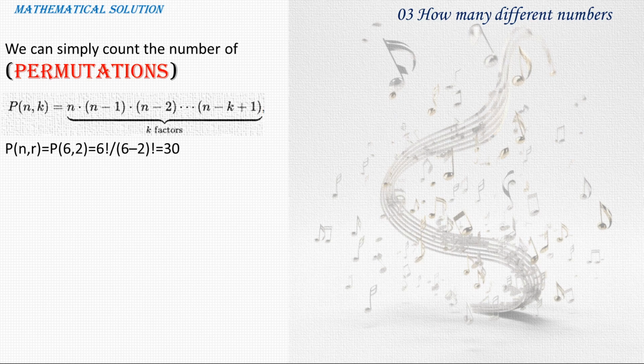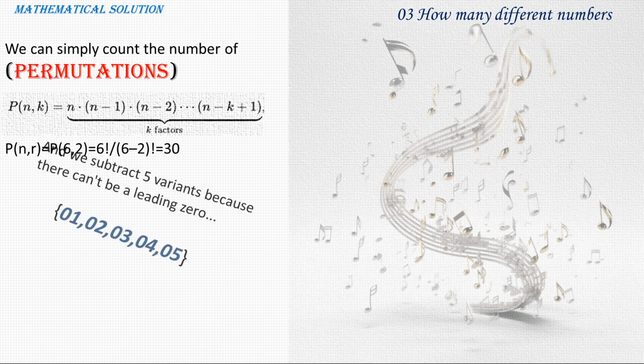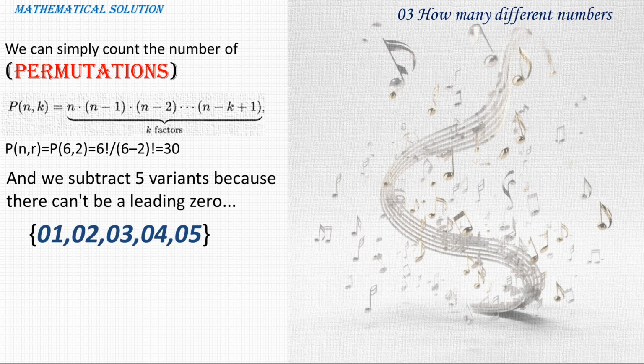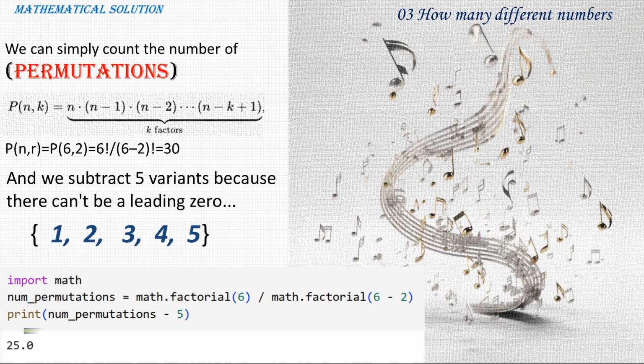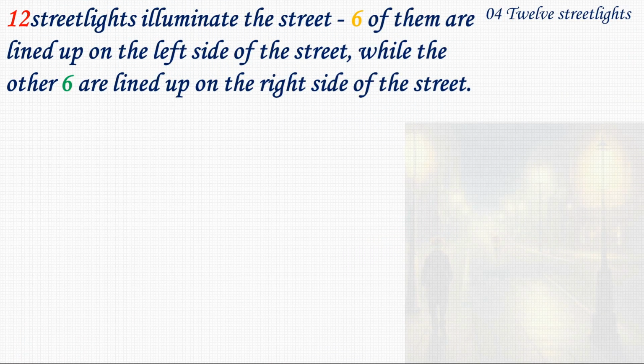And we do not forget to subtract 5 variants because 0 in front doesn't create a 2-digit number. And we can use Python as a calculator. Our last problem has 2 subproblems and is a bit more challenging. However, we can use Python to solve it as easy as pie.